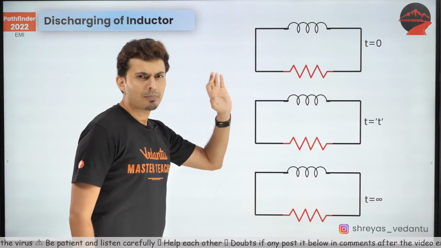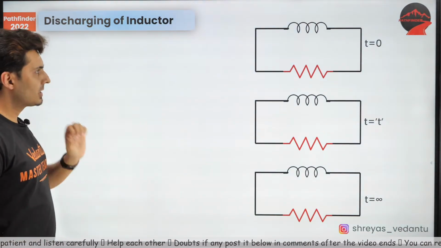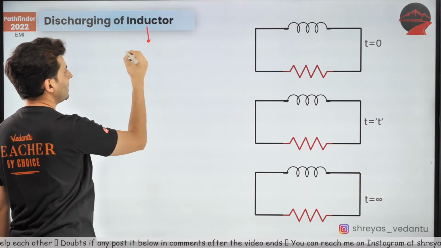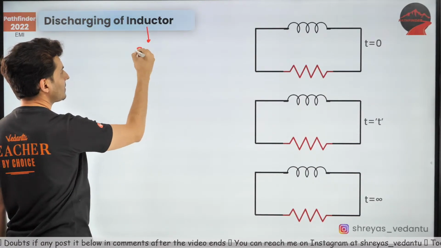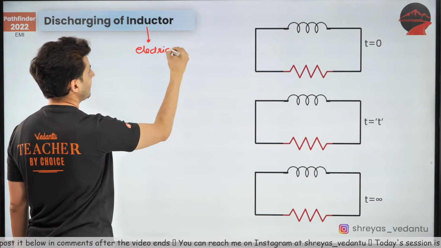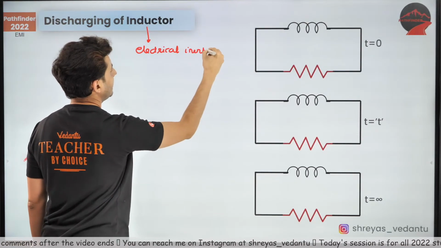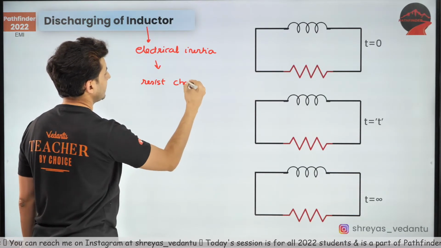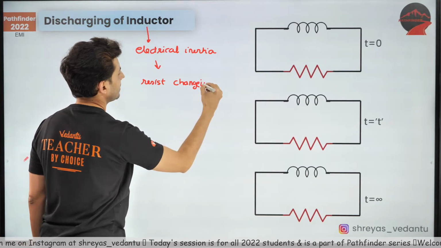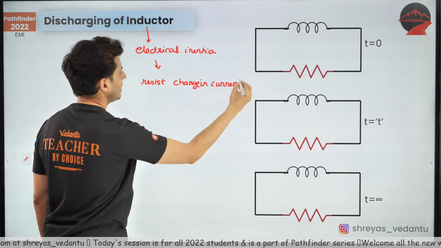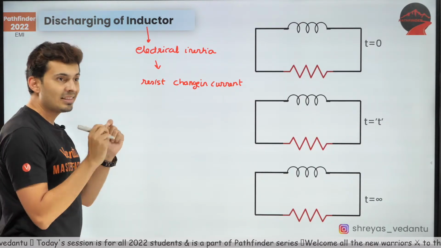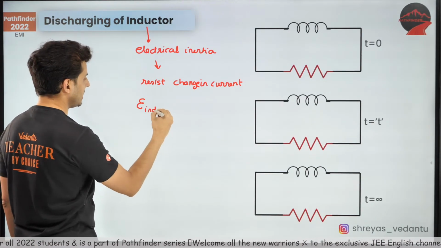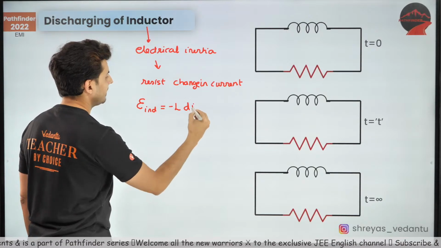All right. Now, why are we talking about charging and discharging of an inductor? See, what was an inductor? I have told you. An inductor is a device which produces electrical inertia, and it basically will resist any change in the current. So if the current is flowing steadily, it will be fine, but the moment there are changes in current, it will produce an EMF, and that induced EMF, we have all seen, is negative L di by dt.